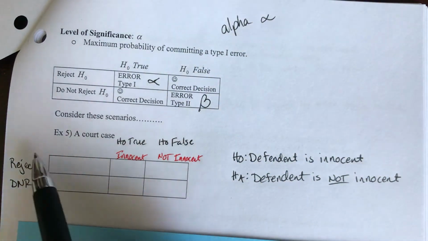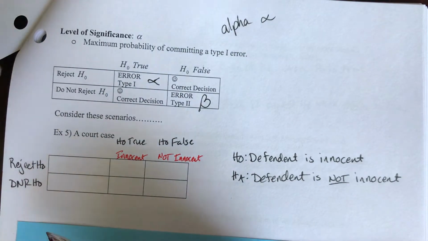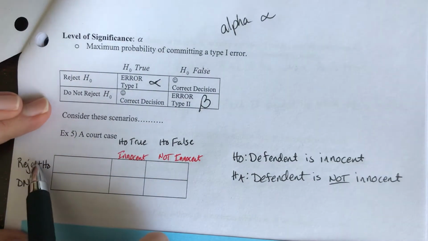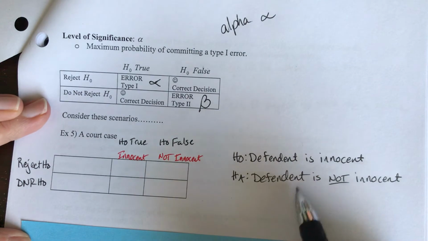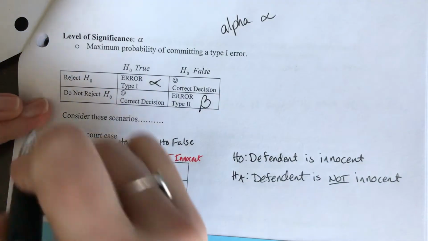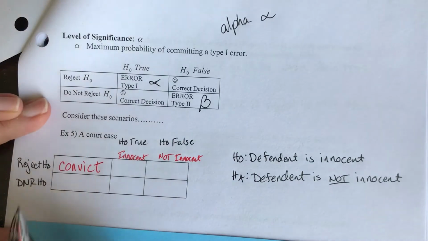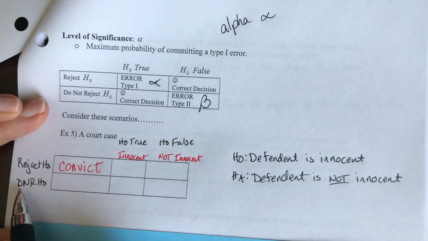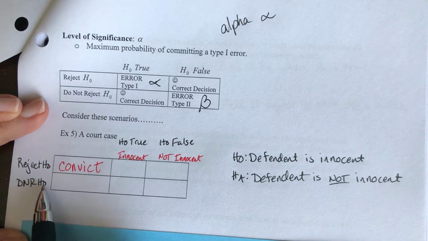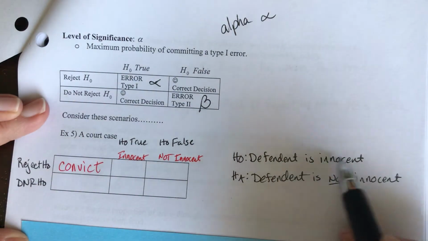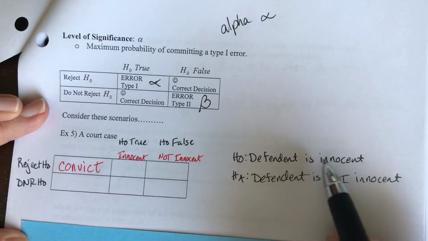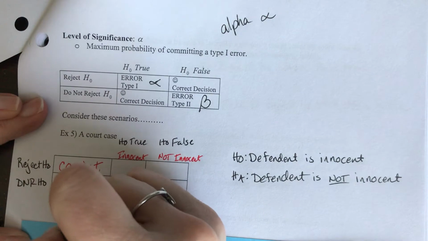We always want to go with the opposite, okay, in words, not changing the vocab, but just going with the opposite. If you reject the null, then what does the jury do? If they reject the null, that means they say this is bad and this is the truth, which means they convict the person. If they do not reject, DNR is a common abbreviation for that, that means that they declare that the defendant is innocent, all right, which means that they're going to acquit them.